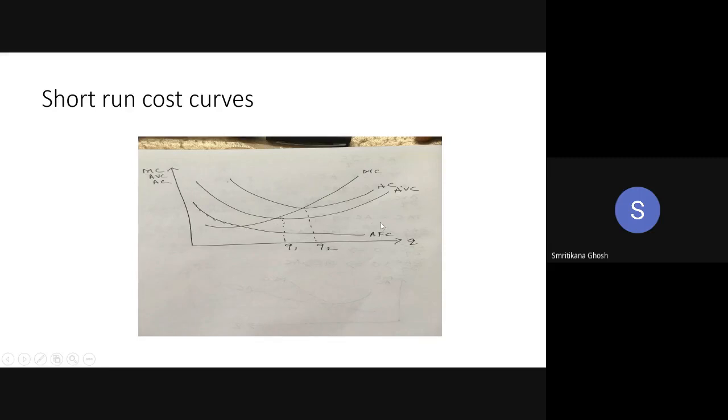So it's like this. Your AC, you know the relationship between your AC and AVC: AC minimum should be to the right of your minimum of AVC. So it's like this. And then you have to draw your MC curve like a U-shaped curve, you know the shape, but it will go through the minimum of AVC and AC. This is important. All the curves are U-shaped, but your MC curve will intersect your AC and AVC curve at their minimum points. Okay, so this is the set of your short run cost curves.